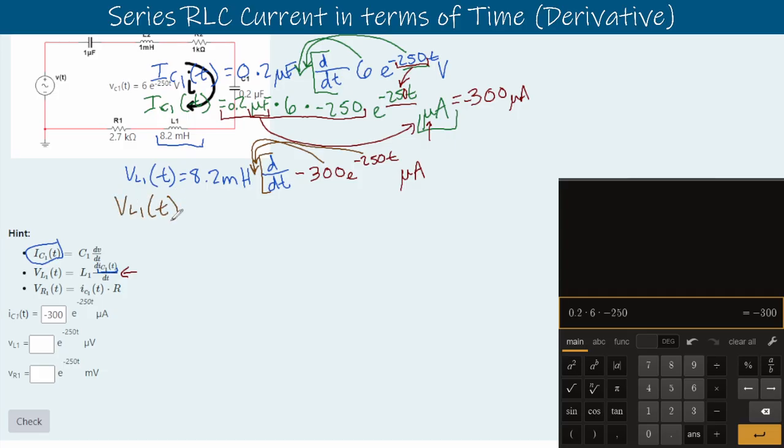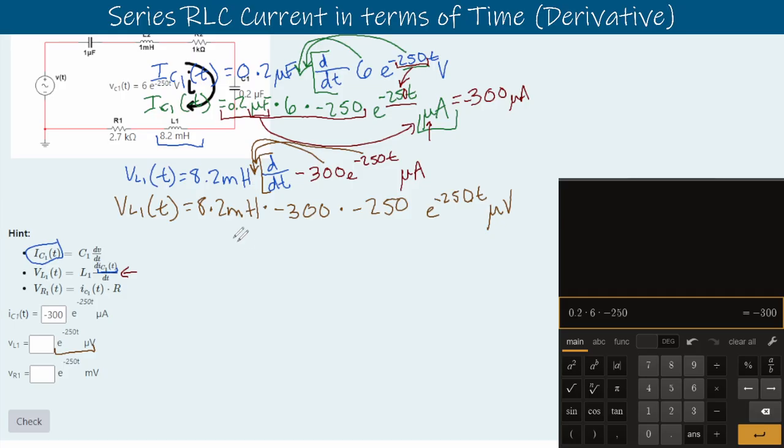VL1 of t is equal to 8.2 millihenries multiplied by negative 300 multiplied by negative 250. And then at the end here, we'll just have e to the negative 250 t microamps. And in this case, we're going to convert this over. We're going to end up with microvolts at the end. So we leave it in volts if we want to. And that is what they got right here. So that's the ending that they wanted us to aim at. So now we just need to reduce the front half.